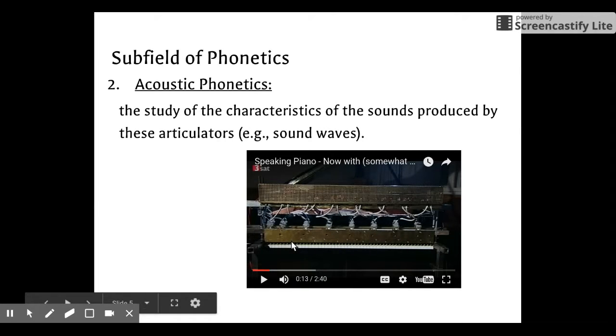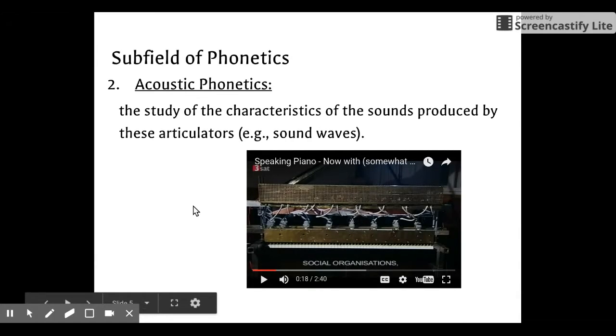So we can see a speaking piano in the video. There's no mystery behind it. It's just a super piano which can produce various sounds in different pitches. By studying acoustic phonetics, we know the combination of which sounds will produce the desired human language sounds. So we can do speech synthesis by using acoustic phonetics as well.